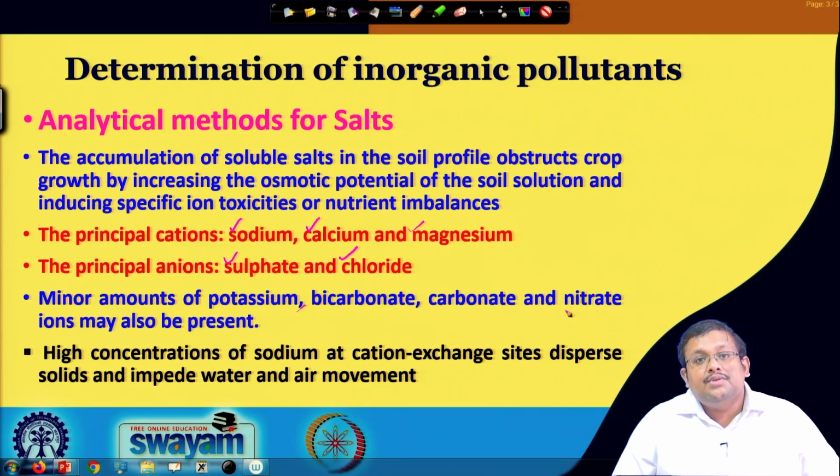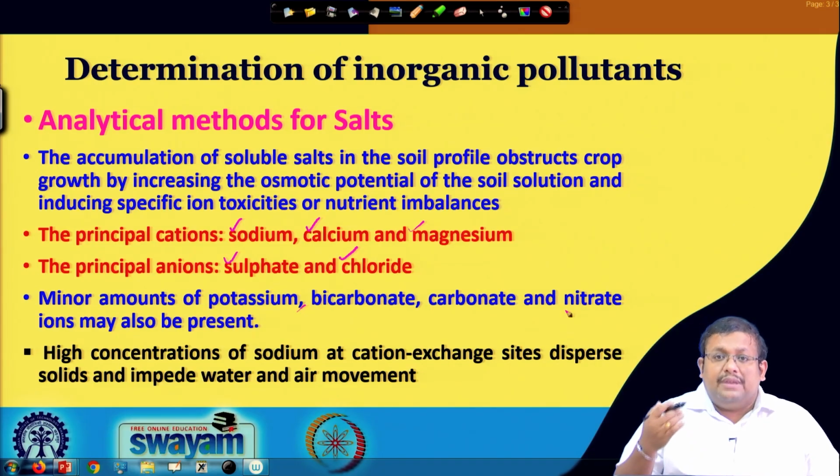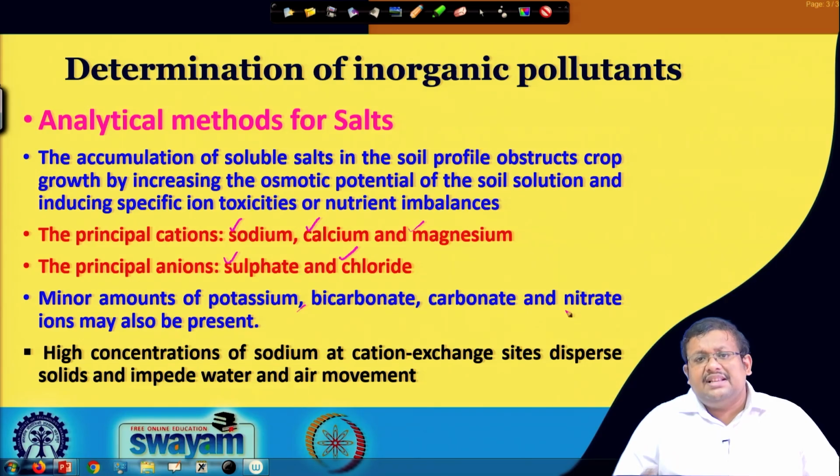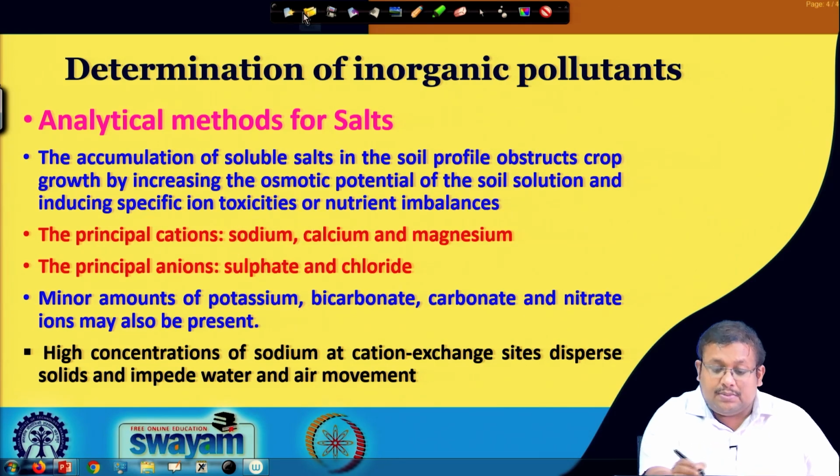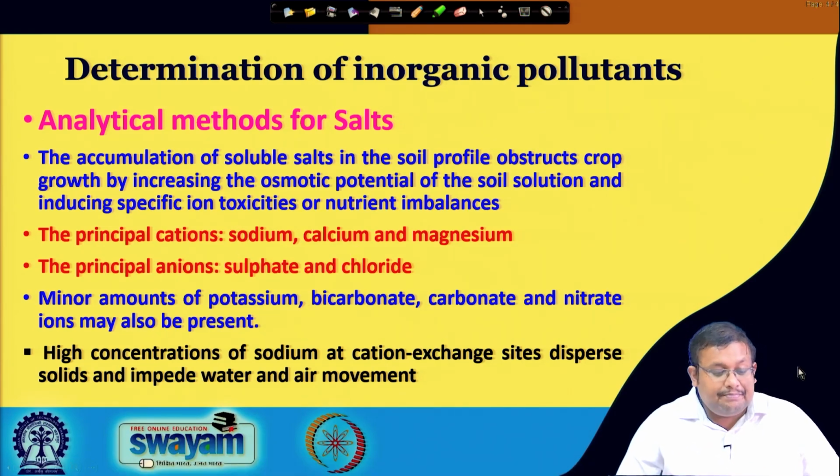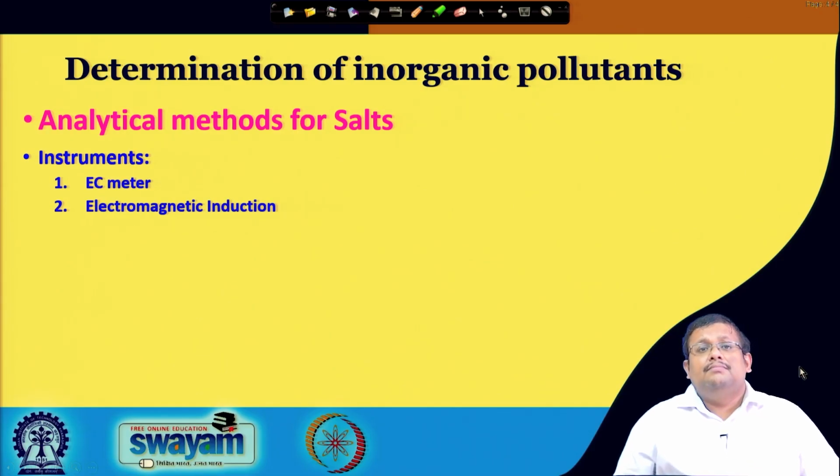Now, high concentration of sodium at cation exchange sites disperses the soils and impedes water and air movement, and as a result of that there is a crust formation at the soil surface. And the sodium saturated soils are not physically beneficial for the growth of the crop. That is why we generally go for different types of treatment to reclaim the soil salinity. So, high concentration of sodium at cation exchange sites always is harmful as far as the soil physiochemical properties are concerned. Now, there are mainly two methods which we use for measurement of salt concentration in the soil.